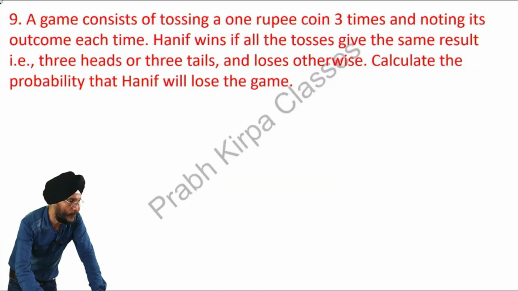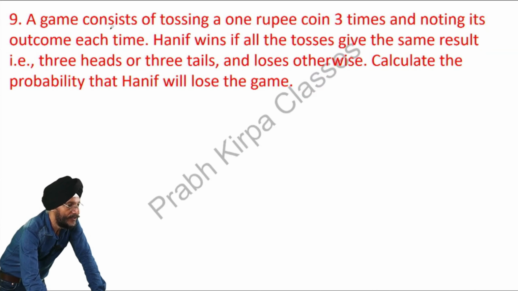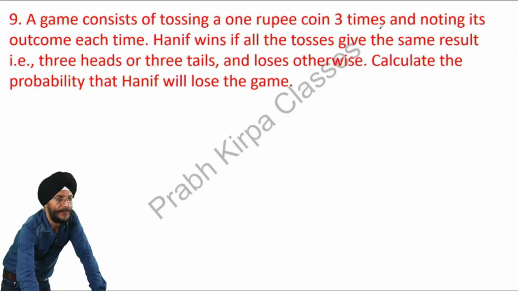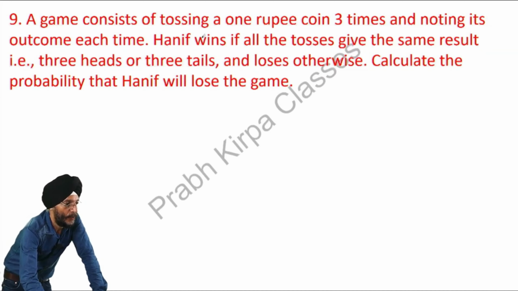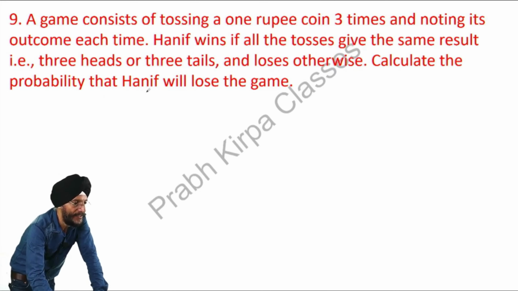Now the question before us is, a game consists of tossing a 1 rupee coin 3 times and noting its outcome each time. Hanif wins if all the tosses give the same result, that is 3 heads or 3 tails, and loses otherwise. Calculate the probability that Hanif will lose the game.